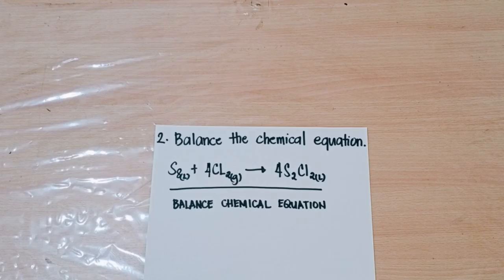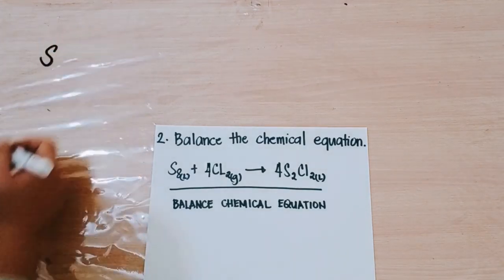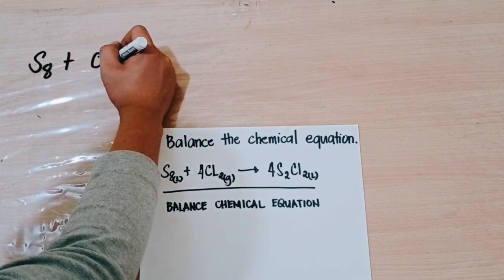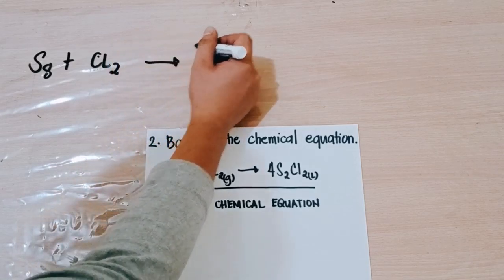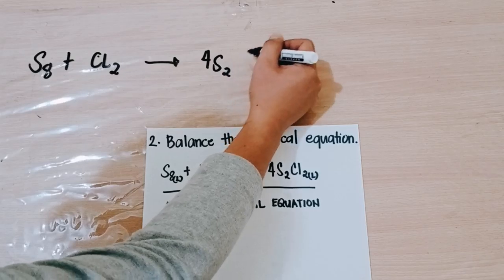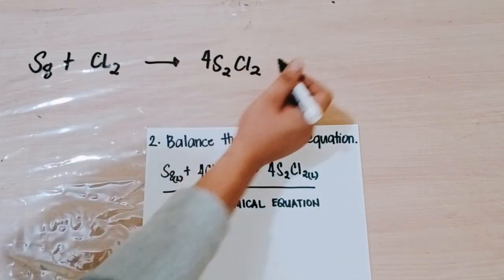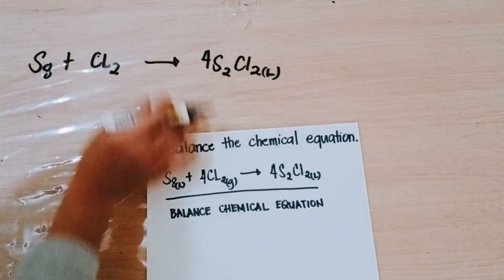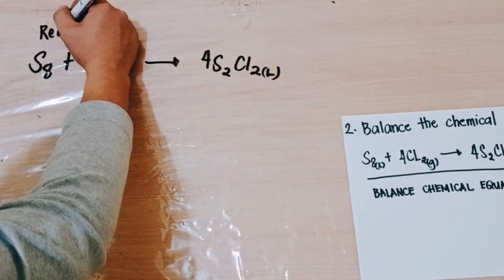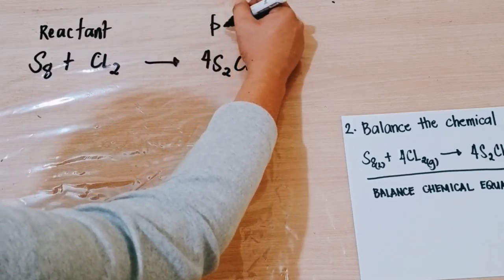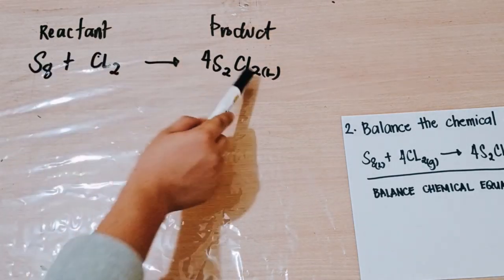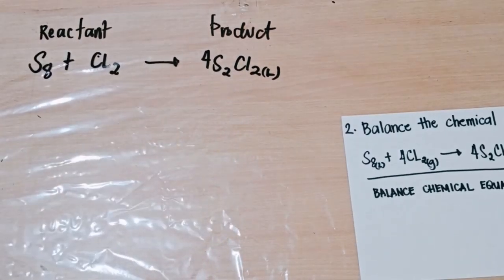So, sa original equations, we have molten sulfur plus chlorine gas that yields to disulfur dichloride. Again, this is the reactant and this is the product. Reactant, product. Sa reaction na to, nabuo sino? Si disulfur dichloride. Now, to balance that equation, ano yung unang step na dapat mong gagawin?